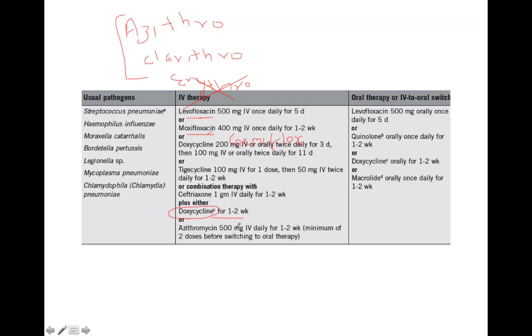So levofloxacin, moxifloxacin, gemifloxacin, these are the respiratory quinolones. We will not use ciprofloxacin. Ciprofloxacin is not used because it will not cover everything. It mainly covers gram negative. So ciprofloxacin is basically for pseudomonas because it covers gram negative.